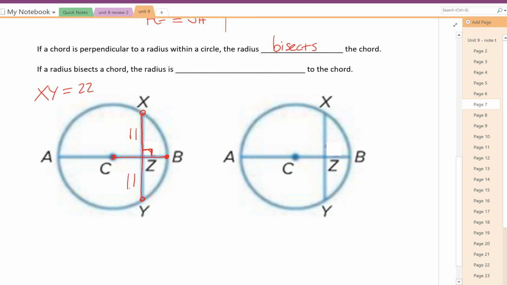At the same time, if a radius bisects a chord, the radius has to be perpendicular to the chord. So in other words, let's say instead I start out with this information, right? I still have XY as a chord within circle C, and I still have CB as a radius within circle C. But let's say I don't know whether those two are perpendicular yet. And then let's say I'm given the information that XZ is 7 and ZY is 7. If this radius bisects this chord, it means that these two have to be perpendicular.